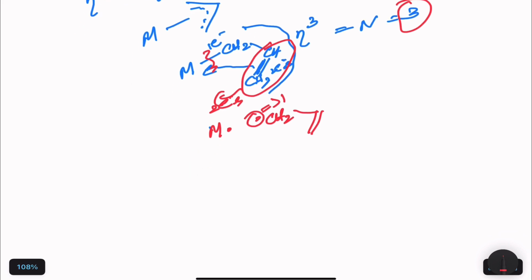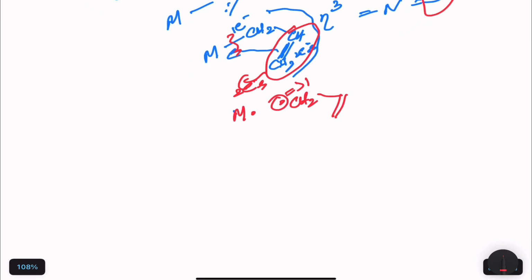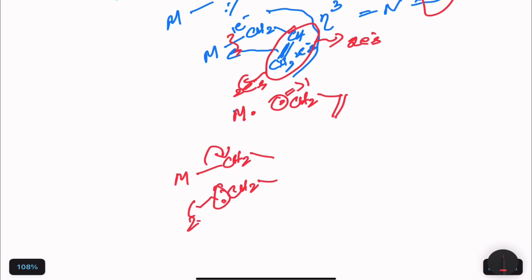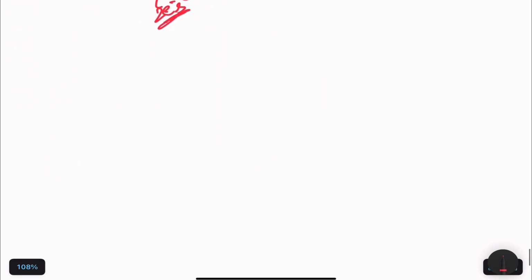So what about the oxidation method? It will be 4 actually. This eta-3 complex will give 2 electrons. Another 2 will come because the CH2 double bond comes here, right? So 2 electrons are contributed from here and 2 electrons from this particular bond. So totally 4 electrons. So in the oxidation method it is 4 electrons and in the neutral method it is 3 electrons. I hope you understood. Then let's move on to the next one.